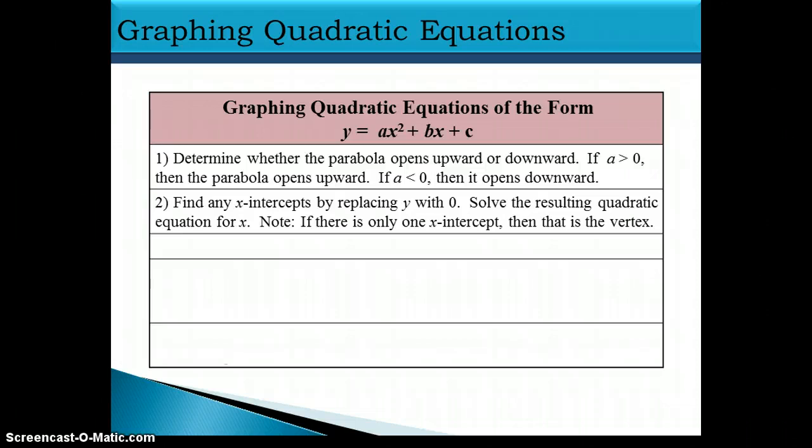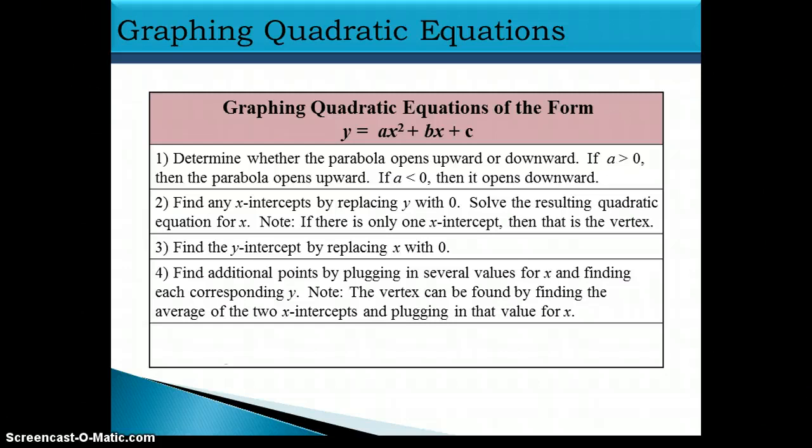So we do the same thing when we're graphing quadratic equations. We find x-intercepts by replacing y with 0, and that will result in a quadratic equation, so we solve that quadratic equation for x. And I should note here that if there is only one x-intercept, then that is going to be the vertex of that parabola. The third step is to find the y-intercept. And just like when we were graphing lines, the y-intercept is where the x is 0. So we replace the x with 0, and then we simplify to know what y is.